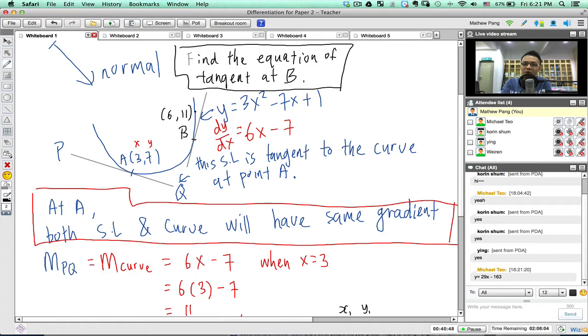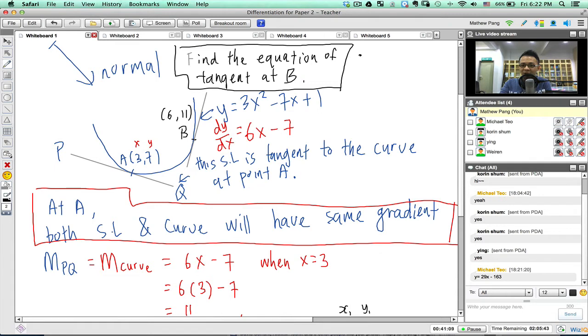We want to find the equation, so we have to use this formula, y minus y1 equals m(x minus x1). Before that, I have to find the gradient for this straight line first. So we know the gradient for this straight line.